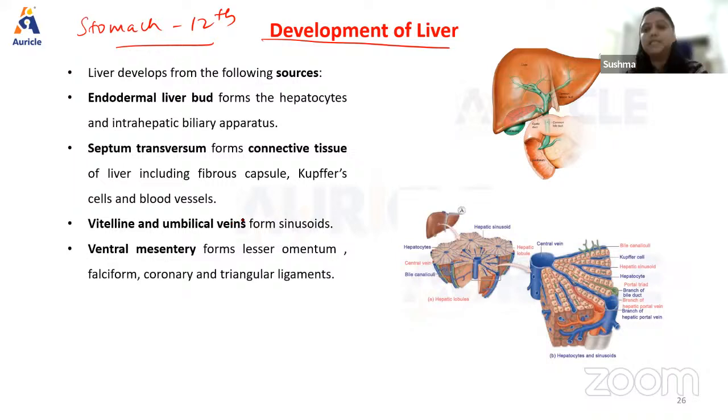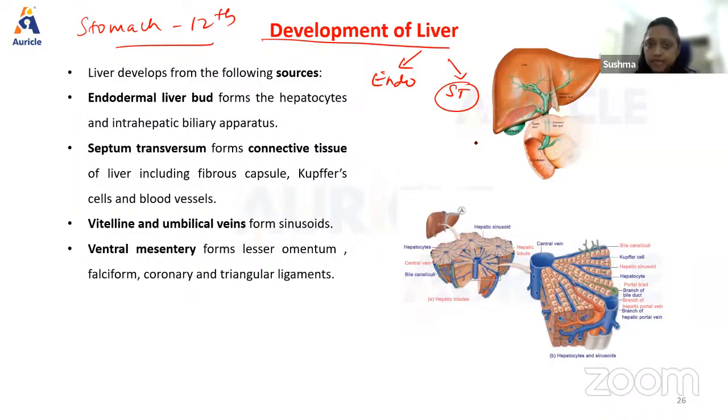Today, we'll do simple topics like liver and spleen and everything. Here it's not very difficult. Now, guys, we mainly have two sources for liver. One is the endodermal liver bud, another is the septum transversum. Now, what is this septum transversum, guys?